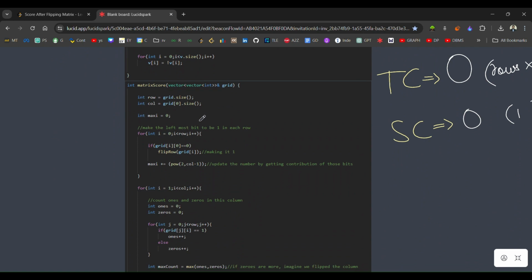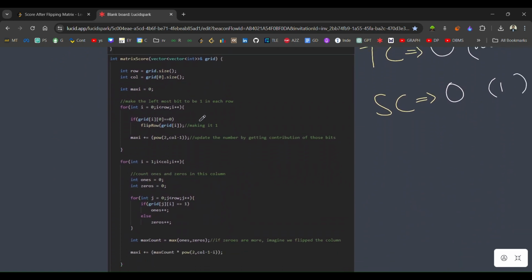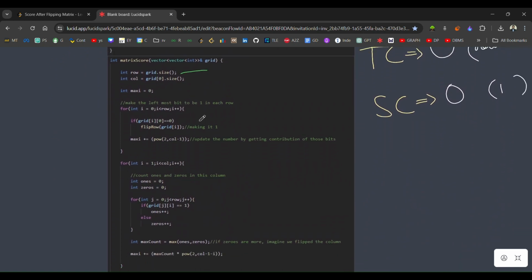So now let's see the code and how we are implementing this. This row will be the row size and this column will be the column size. And then I'm keeping this answer that is max C. And then I'm going to make the leftmost bit 1 in each row. So I'm going to go to each row and check the 0th column, whether it is 0 or not. If it is 0, I'm going to call this function that is flip row.